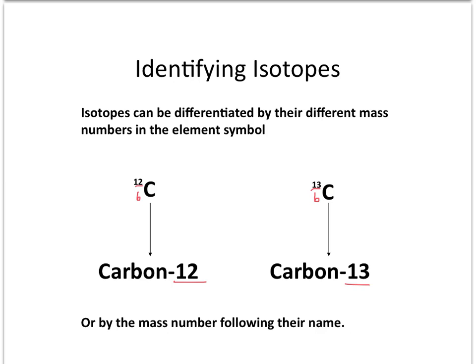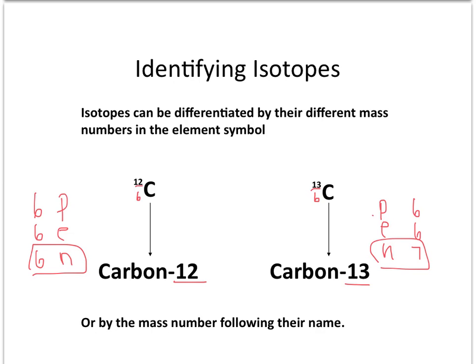If I was to do the proton, electron, and neutron number for this, we would have 6 protons, 7 neutrons, and 6 electrons, whereas over here we would have 6 protons, we would have 6 electrons, and we would have 6 neutrons. Notice that the number of neutrons are different, but the number of protons stays the same. That is the definition of an isotope.